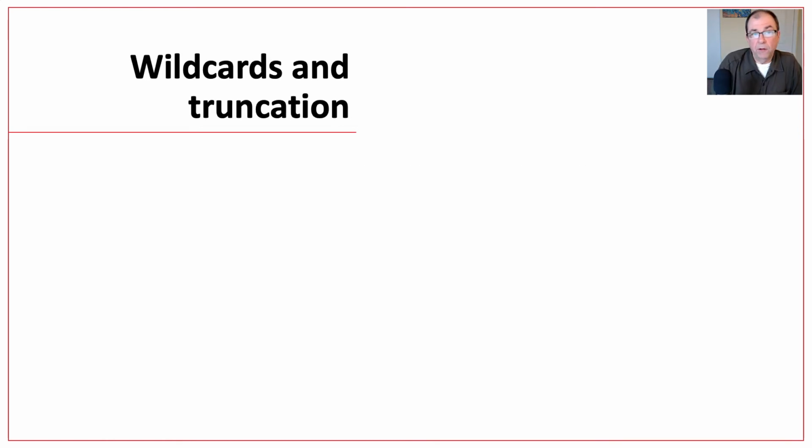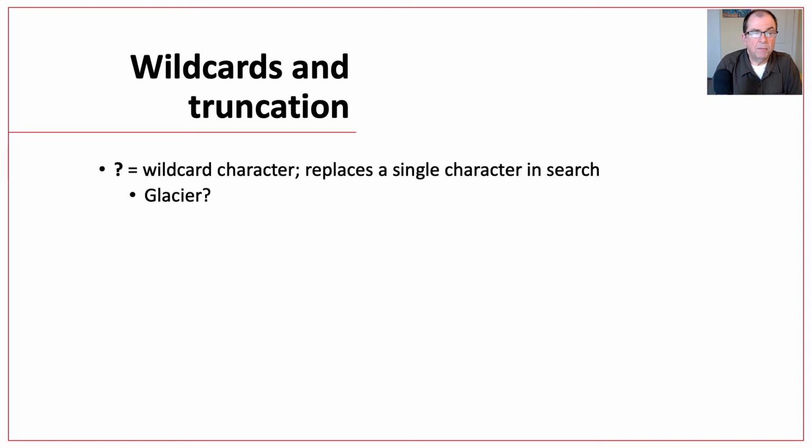With respect to wildcards and truncation, this is another thing that people may find helpful. Putting a question mark at the end of a word replaces a single character. We call that a wildcard character. So with respect to a word like glacier, if you were only interested in the word glacier or glaciers with an S, you could put one single question mark. Many databases allow you to put up to sometimes 4, sometimes 5 question marks to replace characters. You would have to look in each individual database help file to see what conventions they use.